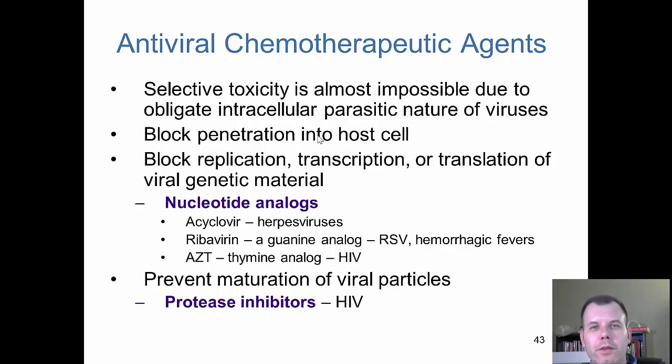One of the biggest strategies is blocking the virus from getting in the first place. You've probably seen the commercials for Tamiflu. Tamiflu is good if you take it early on. You have to take it in the first couple of days of infection, otherwise it does you no good, because what it does is block the flu virus from getting into other cells. So if you start feeling the symptoms, that's when you want to start taking the Tamiflu.